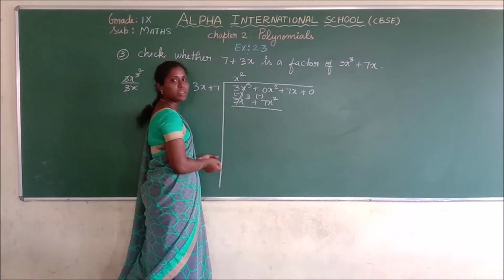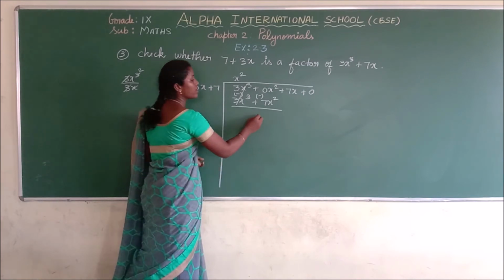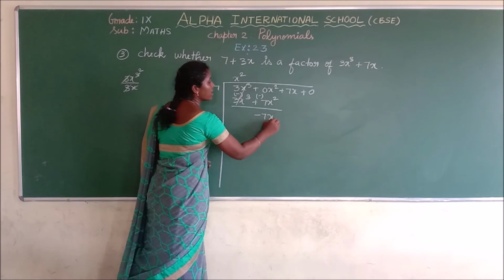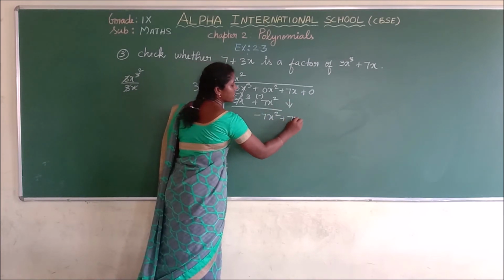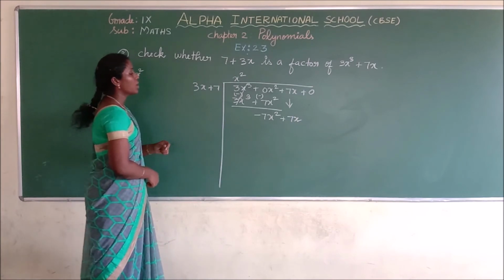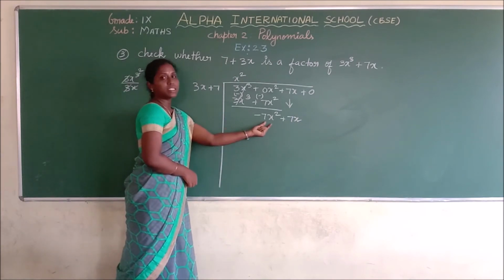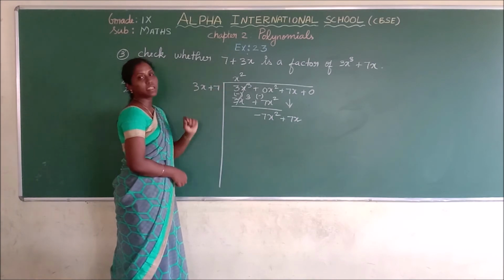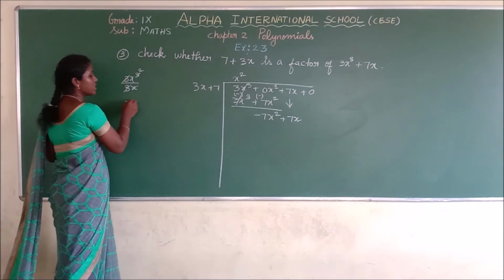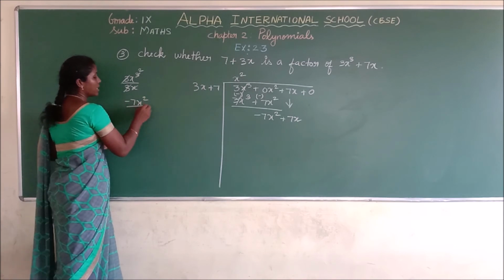So 0 minus 7 is minus 7. So here we will be getting minus 7x square. The next term, take the next term down, plus 7x. Okay, now the first term of the dividend and the first term of the divisor, divide and get the second term. See here, minus 7x square by 3x.